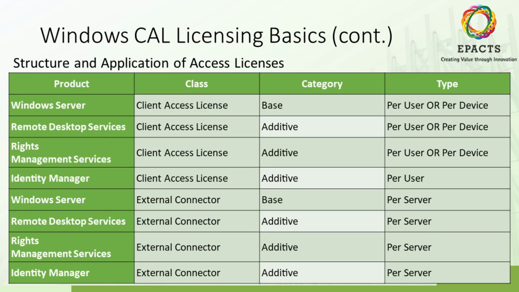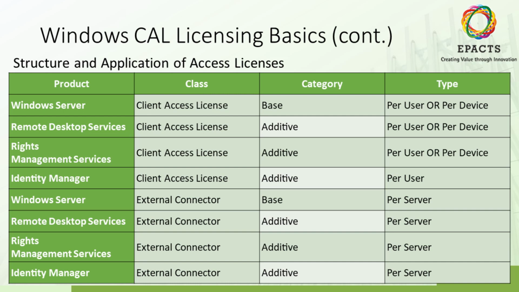Okay, now we talk about the advanced functionality in client access license. Microsoft Windows Server has quite a lot of additional features aside from just hosting simple things like Active Directory and file server. You have things like rights management services, you have remote desktop services. Those are called advanced functionalities, and those require their own additional CALs.